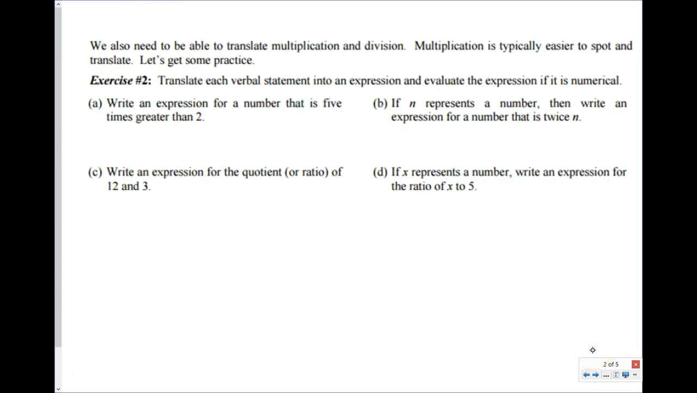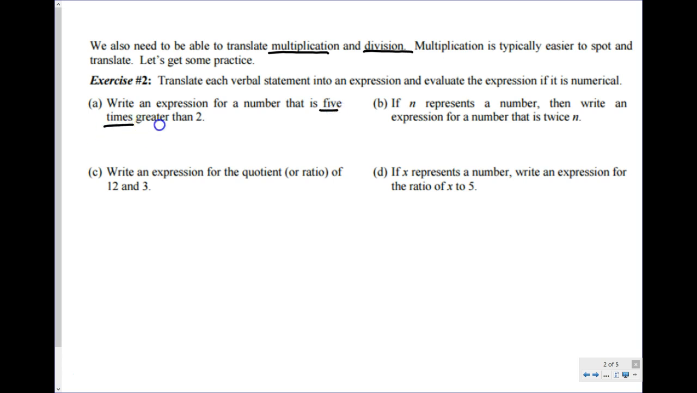We also need to be able to translate multiplication and division. So that first exercise was just addition and subtraction. Well, now let's take a look at multiplication and division. Multiplication is typically easier to spot and translate than addition and subtraction. So let's practice. Exercise 2, letter A. Write an expression for a number that is 5 times greater than 2.